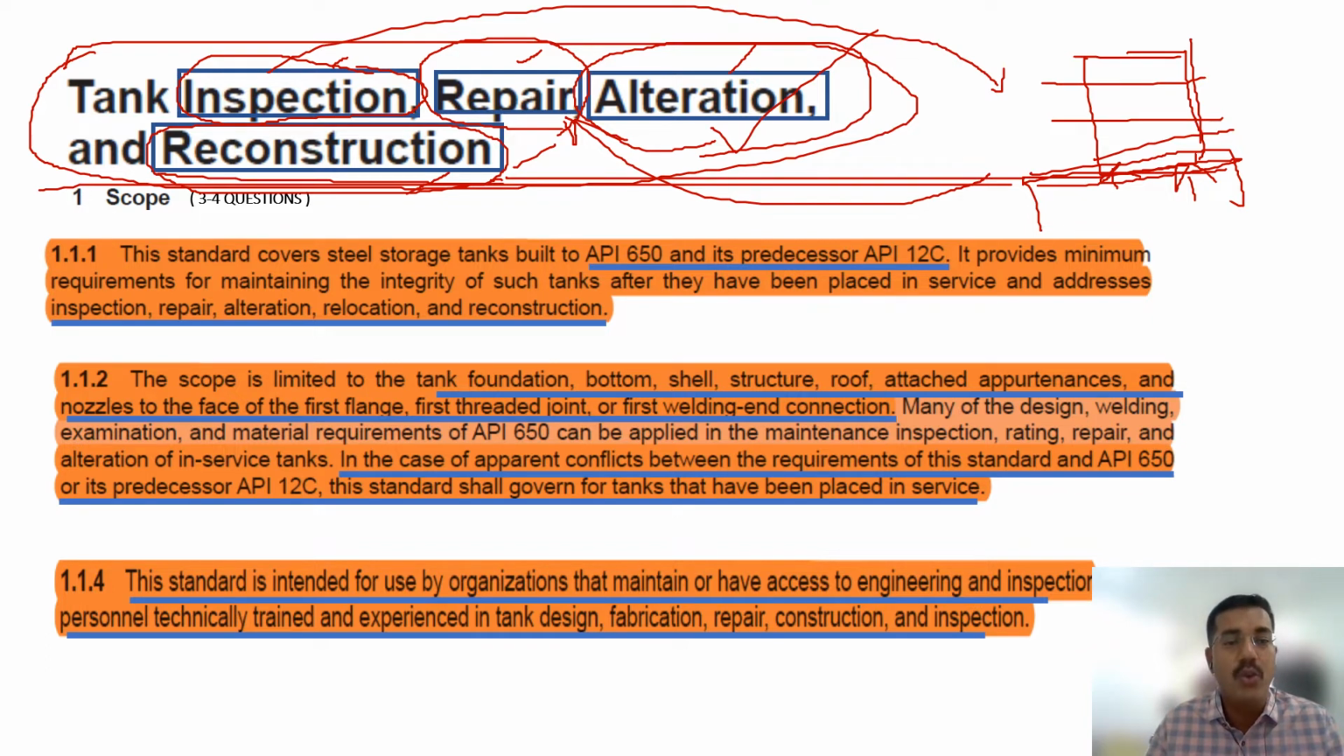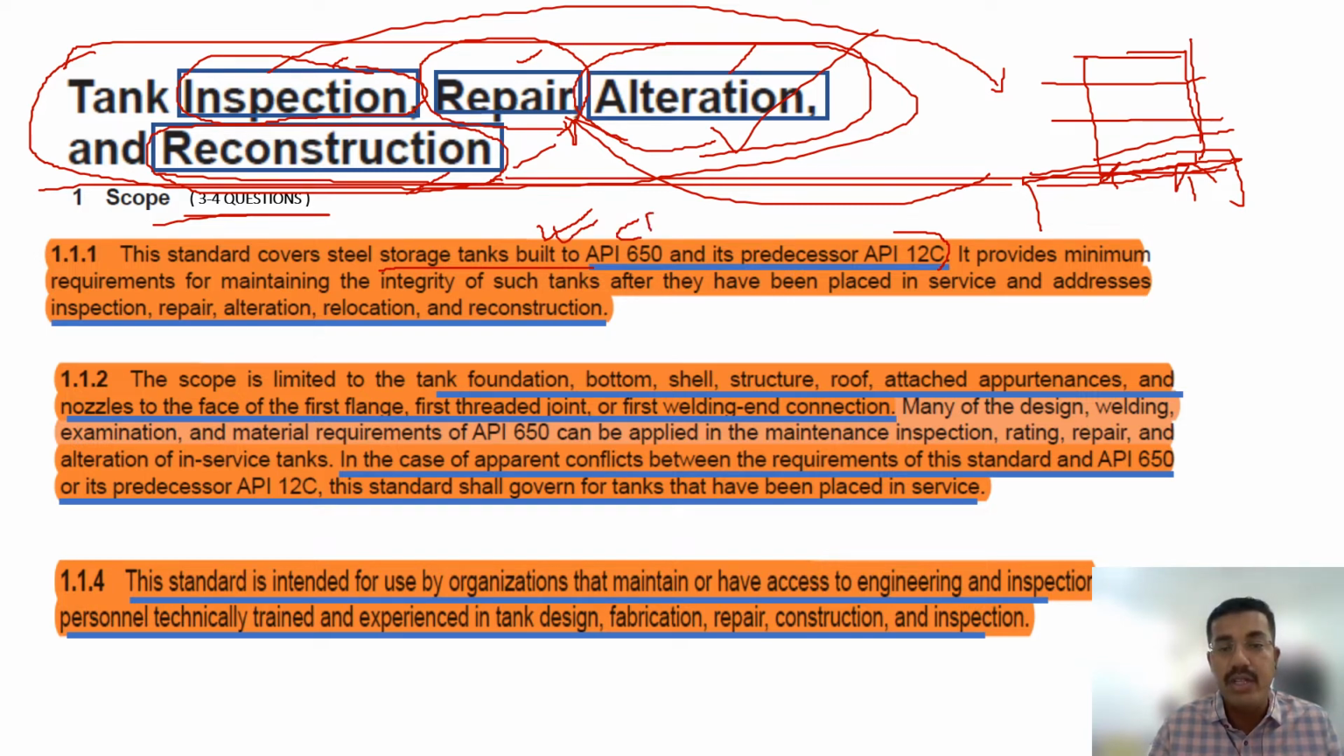Okay, let's start with scope. Around 3 to 4 questions will come from scope. This standard covers steel storage tanks built to API 650 and its predecessor API 12C. What is 12C? 12C was used when API 650 was not there. API 650 came into force in 1968, so before 1968 there was API 12C. This is a closed book exam, and most of the time they ask this question.